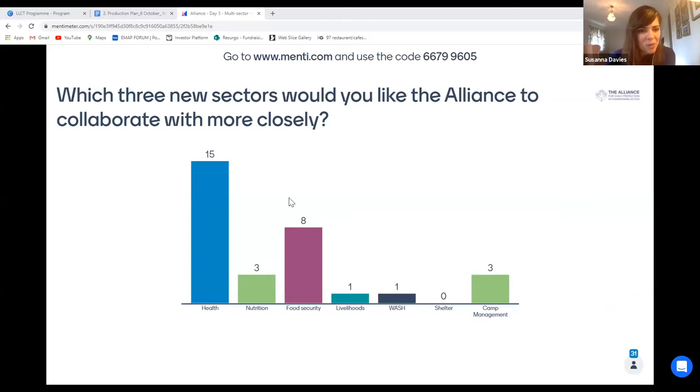And I can see what they are now. So if anyone hasn't voted and you want to get a last one in to tip something over, feel free. Oh, food security just jumped up. I can see health by far and away is a winner, and not surprising given everything we've been through over the last couple of years. Food security is coming in as a really strong second. And then we've got camp management and nutrition as our tied spot for the third and fourth slots. So those are the four sectors that we'll prioritize in the breakout groups.